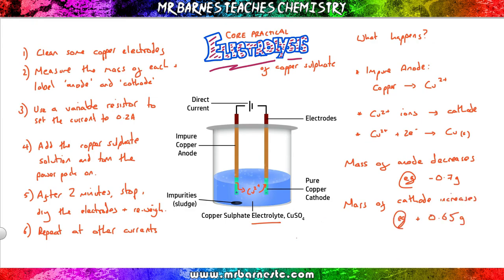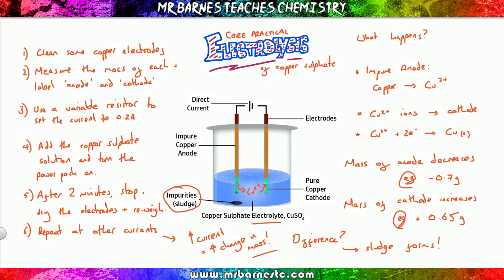Now it's important to note that the difference will not be the same. You'll usually find that the cathode will not go up by as much as the anode has gone down by, and there's a reason for that. You're going to have your impurities, your sludge forming. The impurities will break off and fall down and be collected at the bottom of the beaker. And then if you increase the current, you'll increase the change in mass. So the higher the current, the more mass lost and the more mass gained.